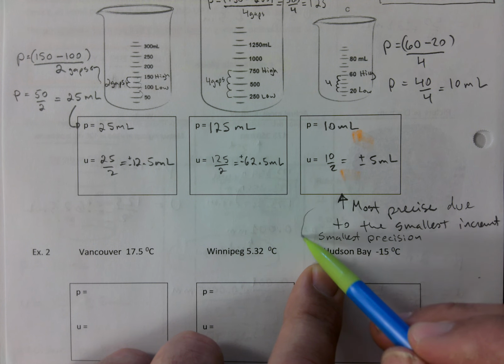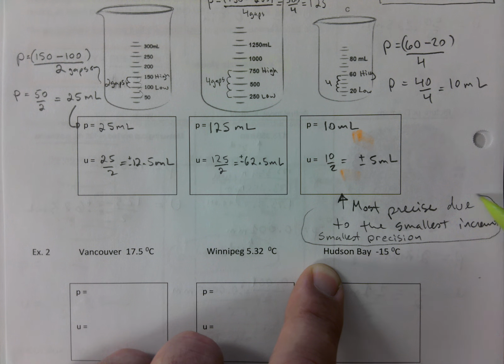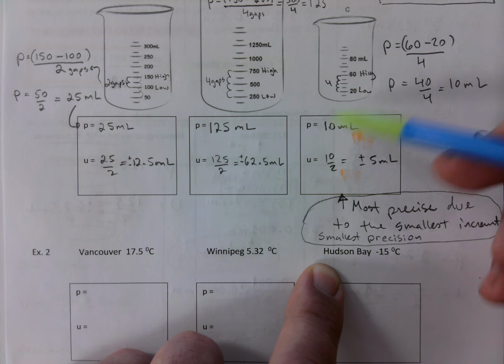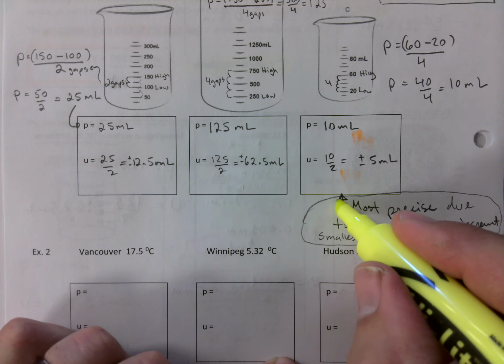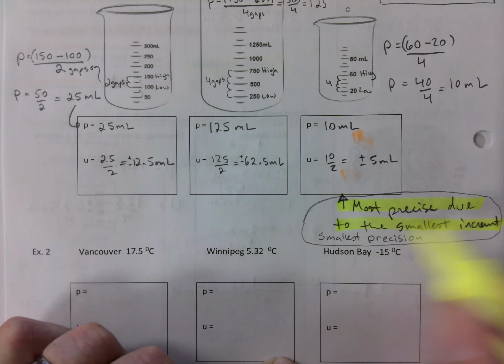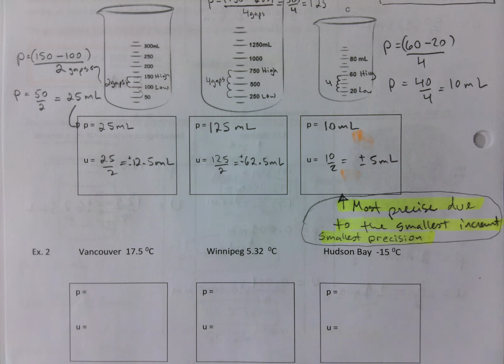Okay, so this is kind of like a conclusion. You don't want to miss this. You want to indicate this one is the most precise. And I'm going to highlight that because this is really what this lesson is all about, figuring out which one is most precise. And then, of course, we're reviewing precision, uncertainty as well.